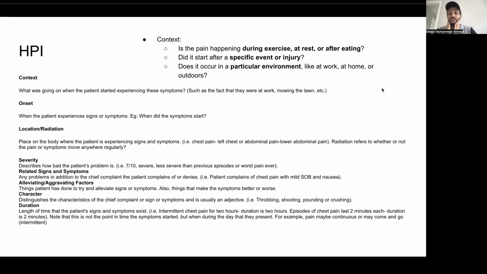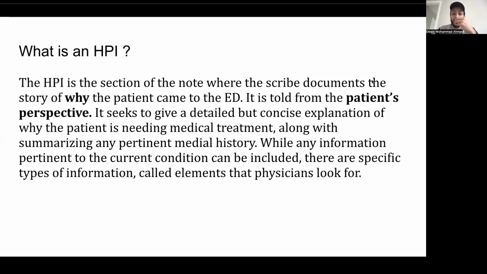Okay. So this is going to be the history of presenting illness. It's essentially the why. You want to know the patient's perspective. It gives us detail, but we have to keep it concise, of why the patient needs medical treatment. And it summarizes the medical history while giving any information pertinent to the current condition. That's key. It's current. It's not past medical history.